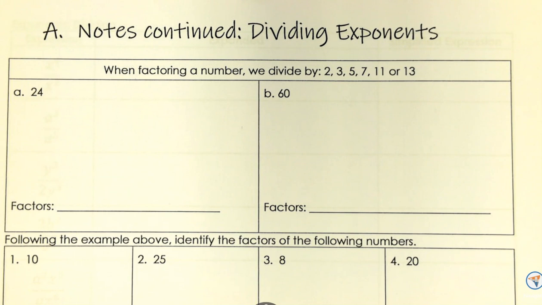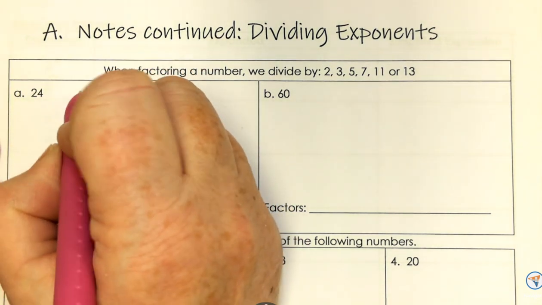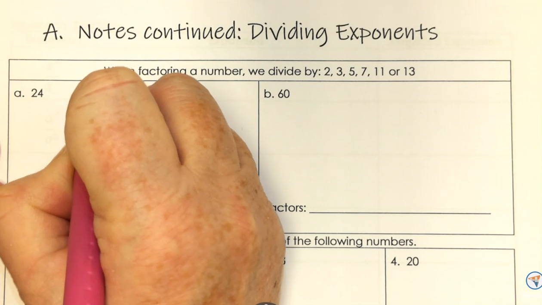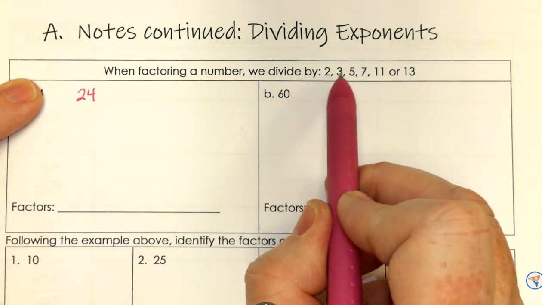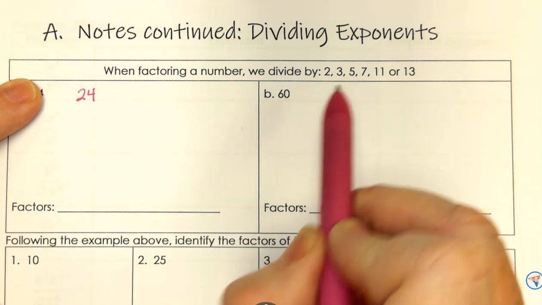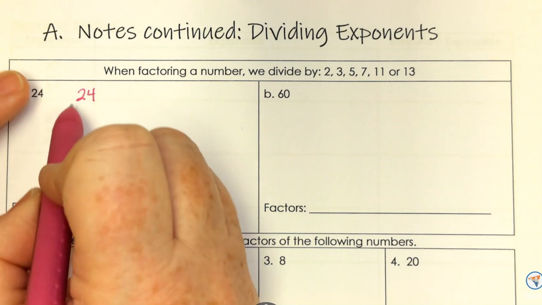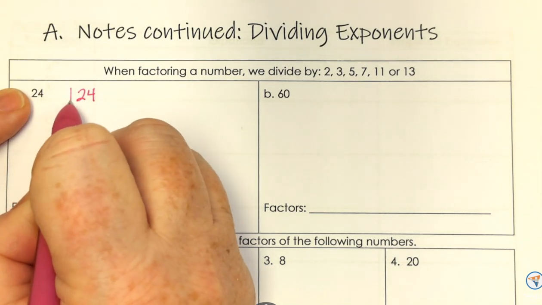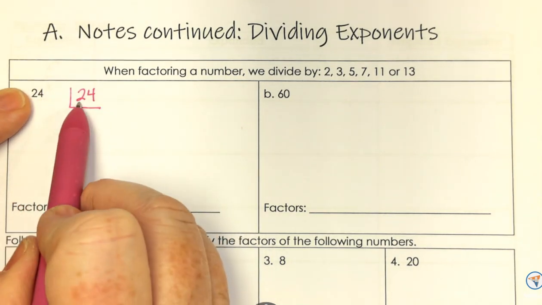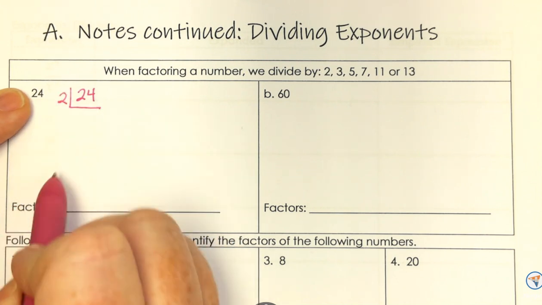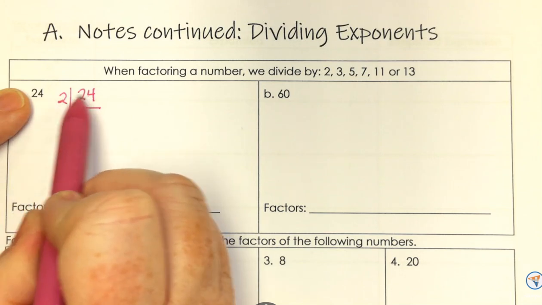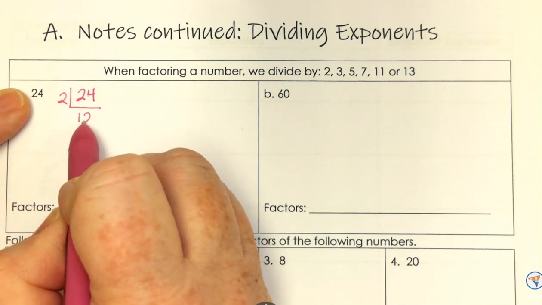I call it upside down division. So what I do is I start with my number. We are going to be dividing it by these numbers. So I'm going to start with the smallest one, 2. Upside down division means I'm going to do this. Is 24 divisible by 2? The answer to that is yes. So I'm going to put a 2 on the outside. 24 divided by 2 is 12.